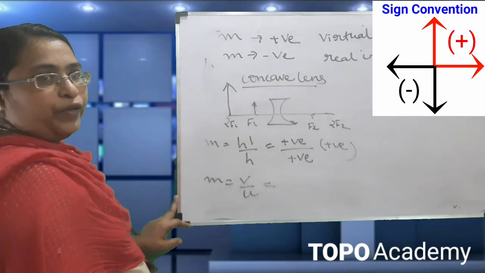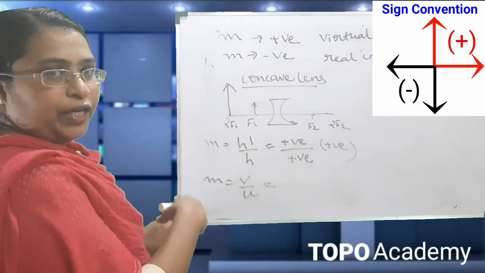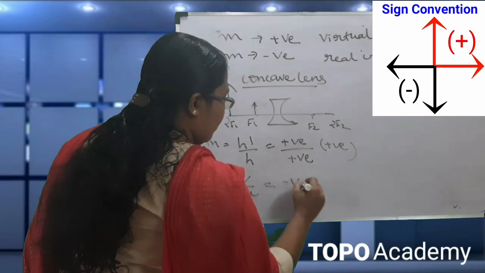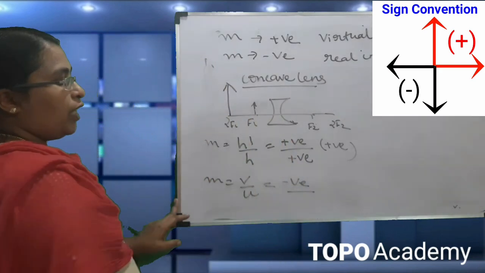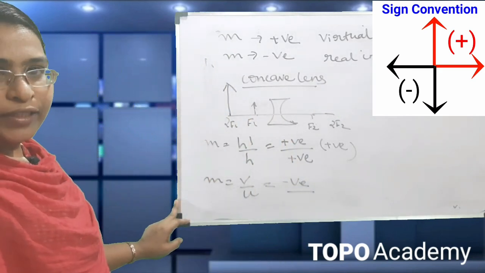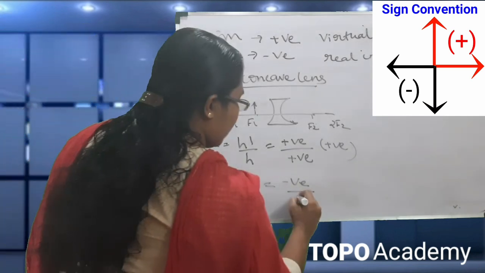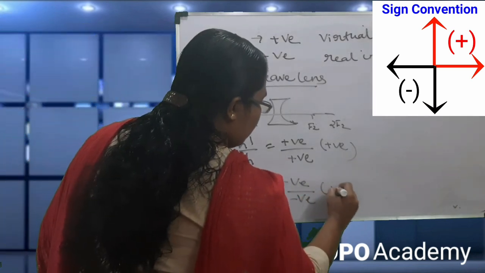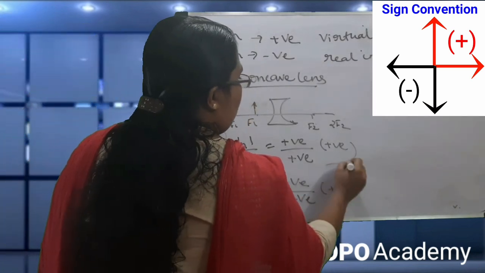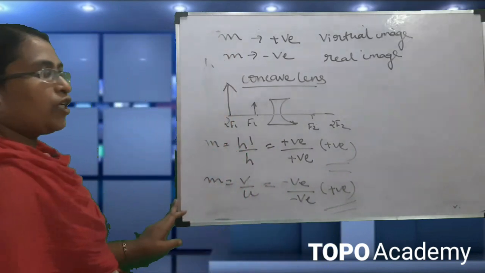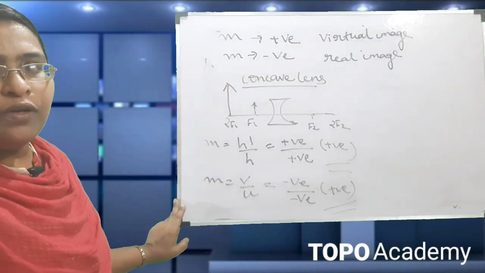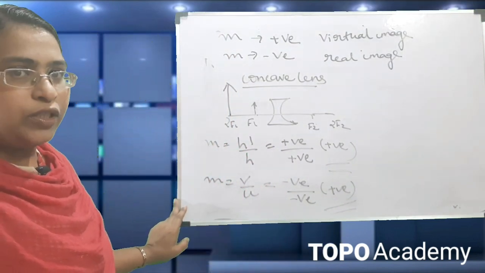In terms of v and u, what is the sign for v? v is on the left side of the optic center, so it is negative. And what is the sign for u? It is also on the left side of the optic center, so it is also negative. So we are getting positive. So magnification is positive for a virtual image and negative for a real image.